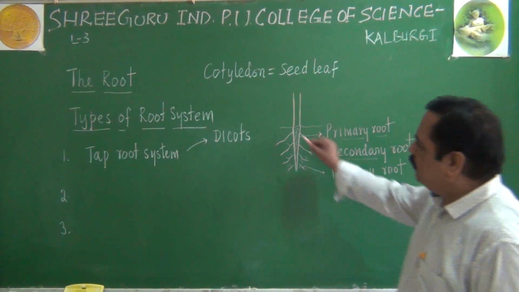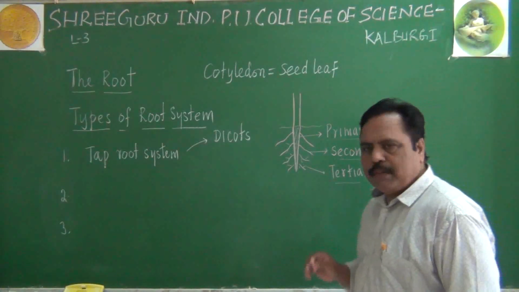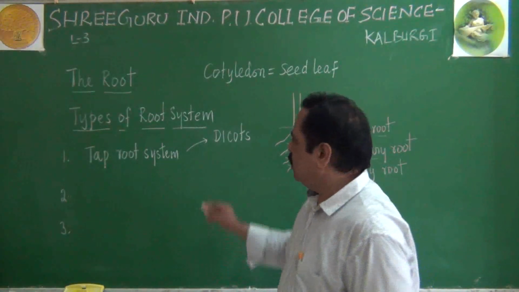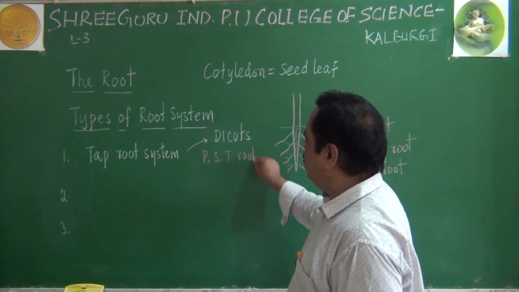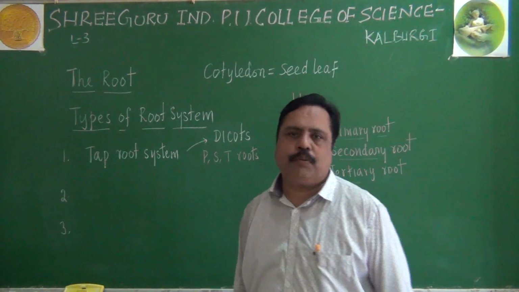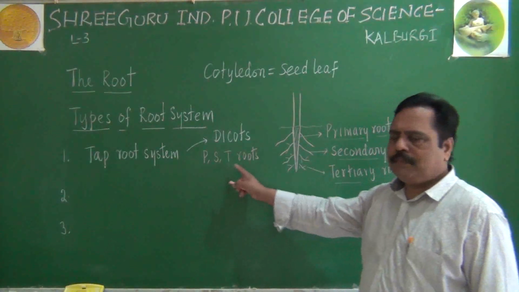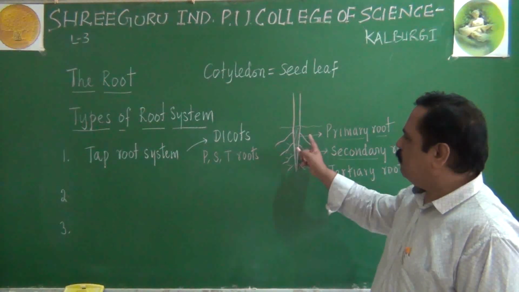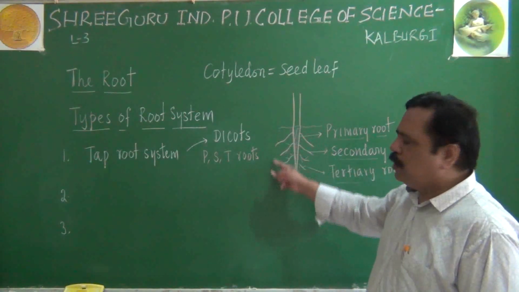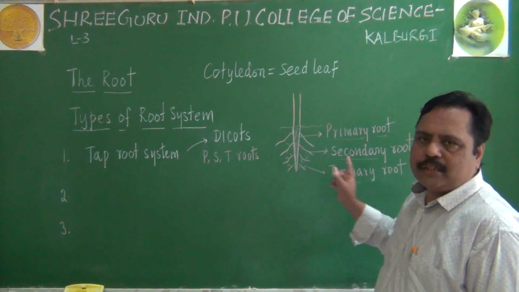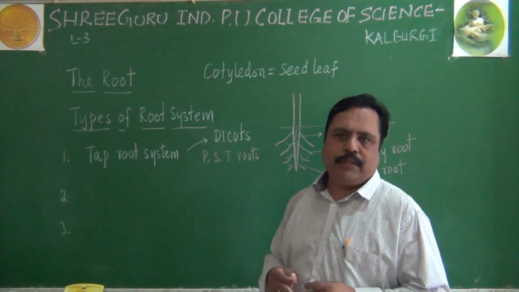If the root system can be further differentiated into primary, secondary and tertiary roots, then it will be called what? Taproot system. So what is the main point about taproot system? In taproot system, there is differentiation of primary, secondary and tertiary branches. If we are able to differentiate them, then it belongs to the taproot system.